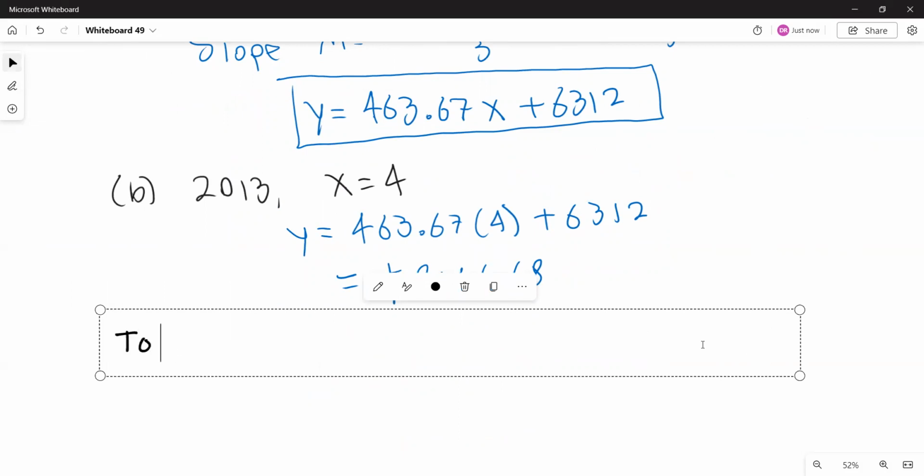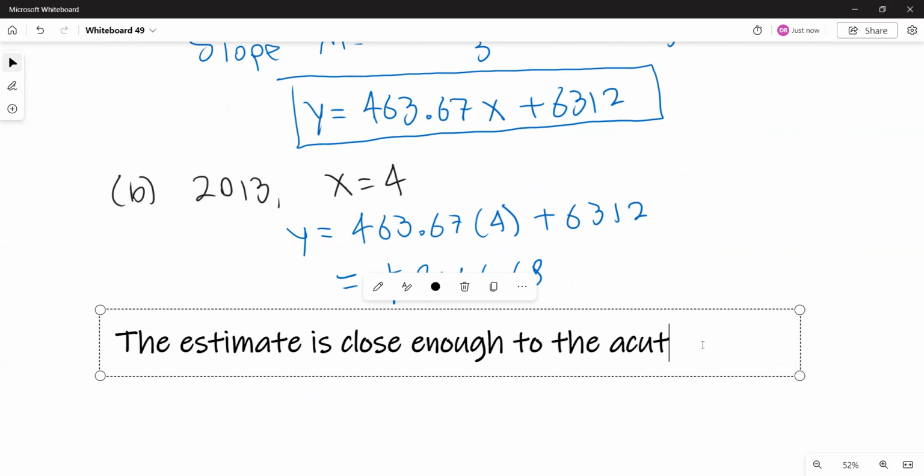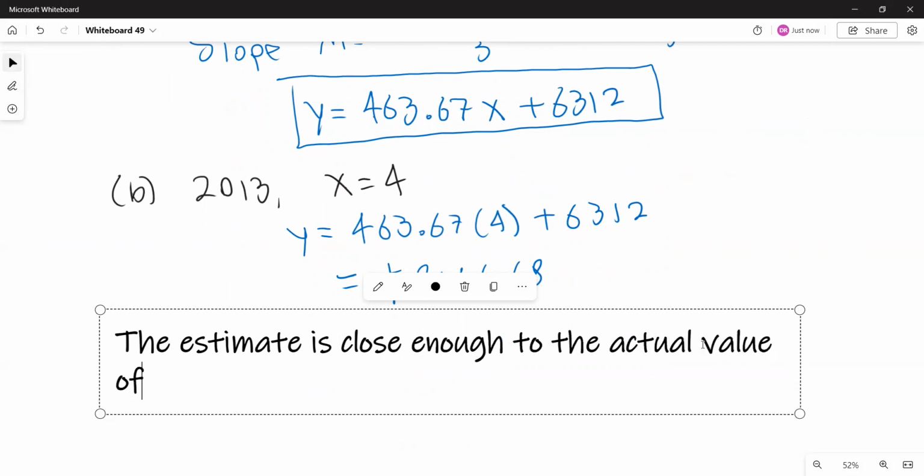So actually the estimate is close enough to the actual value of 8,070.